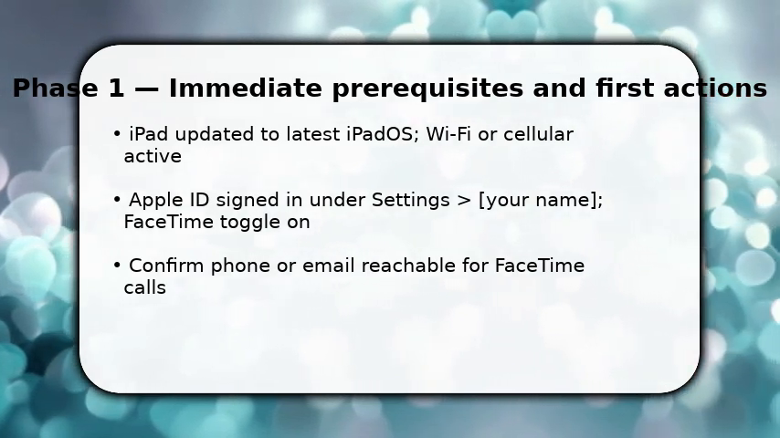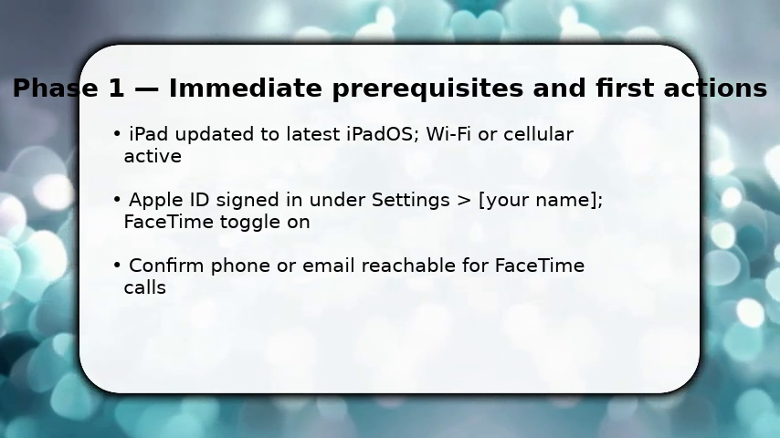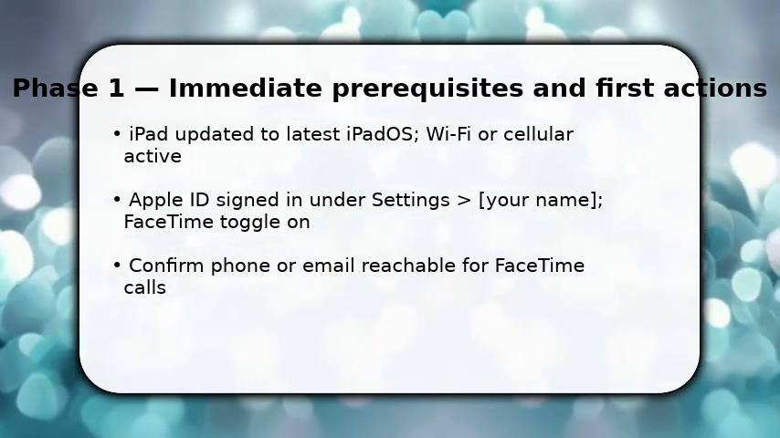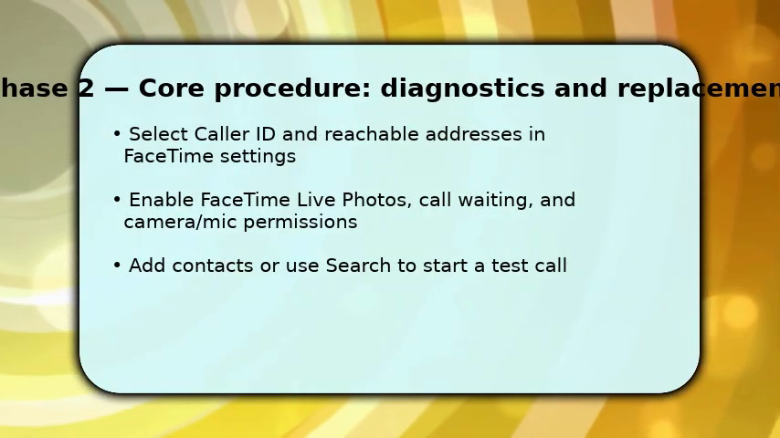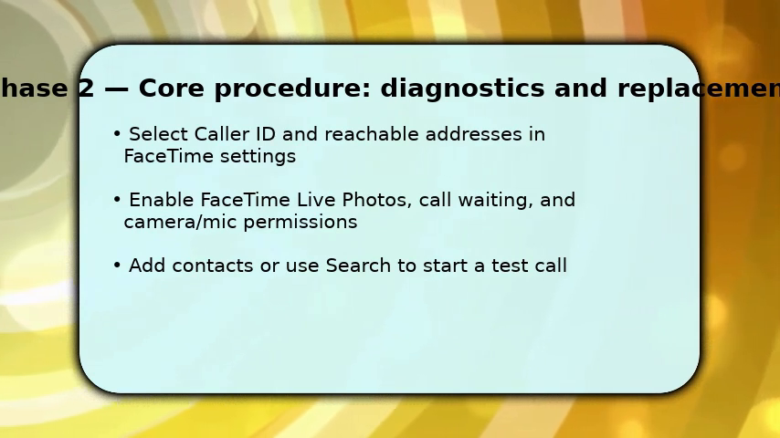Make sure a reachable phone number or email is selected under "You can be reached by FaceTime at." This ensures others can call you immediately. Now configure the details that control how calls appear and behave.